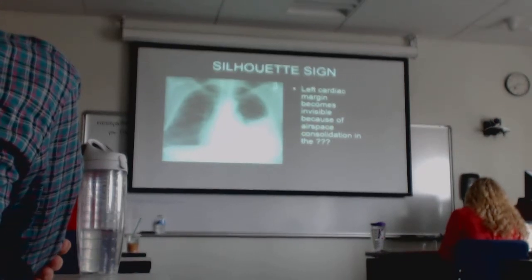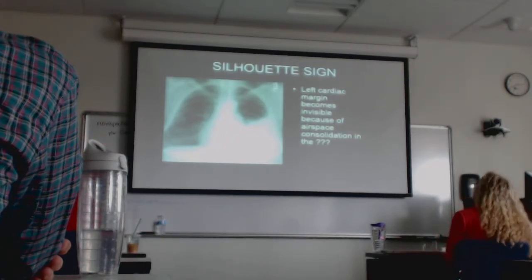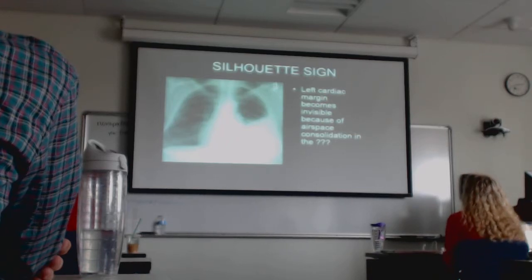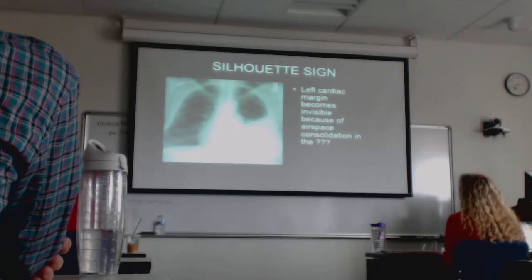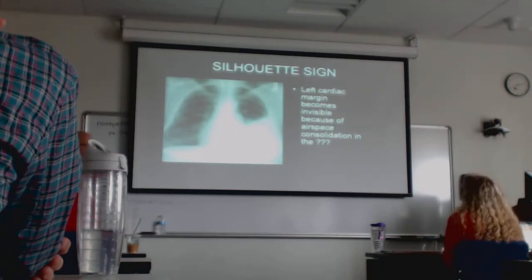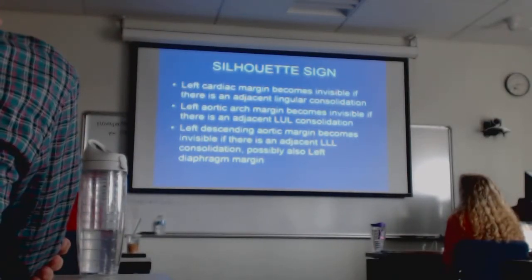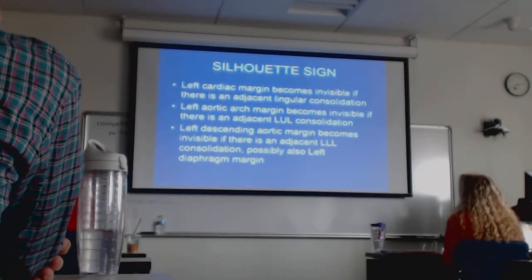But you would say, I don't really see the diaphragm there either. Is it possible that he has disease in two lobes? Sure, it is. But I definitely know he has disease in the lingular segment of the left upper lobe because I don't see the left heart border. I wouldn't be so tricky as to show you this. I wouldn't expect you to. If I showed you something like this, that's going to be lingular. So the silhouette sign on the left cardiac margin becomes invisible if there's an adjacent lingular consolidation.